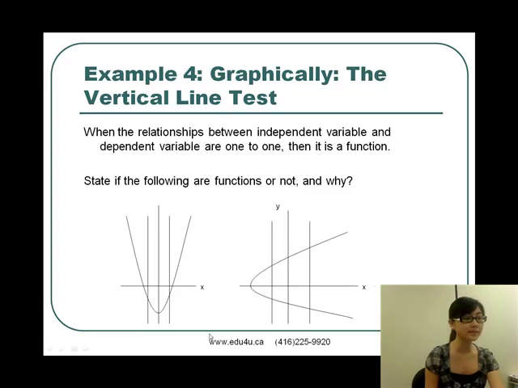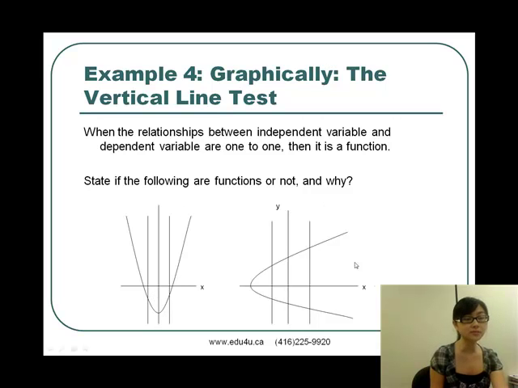Let's take a look at the one that's on the left first. The vertical line test allows me to draw numerous lines that are parallel to the y-axis. What I'm looking for is the number of intersections between the line that I have drawn and the actual graph itself. Let's look at the line I have drawn on the left side. There's only one intersection, and it doesn't matter where I draw my straight line, there will only be one. Therefore, I can conclude that the graph on the left side is a function.